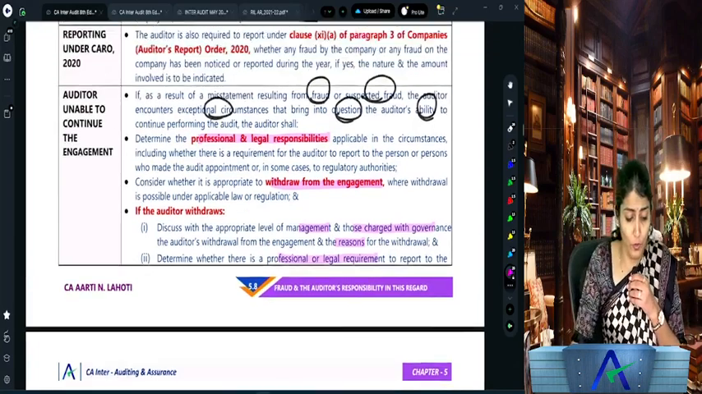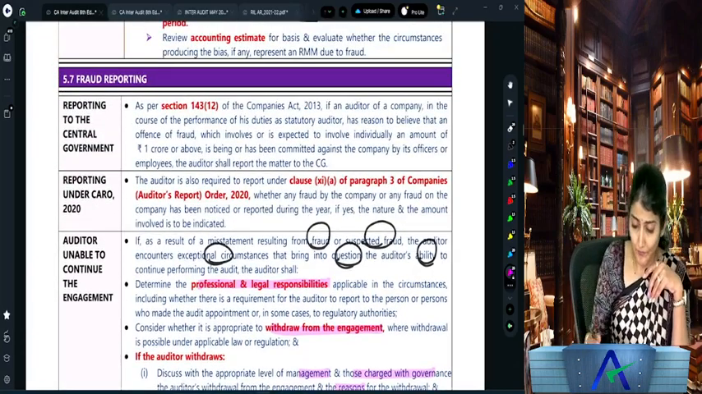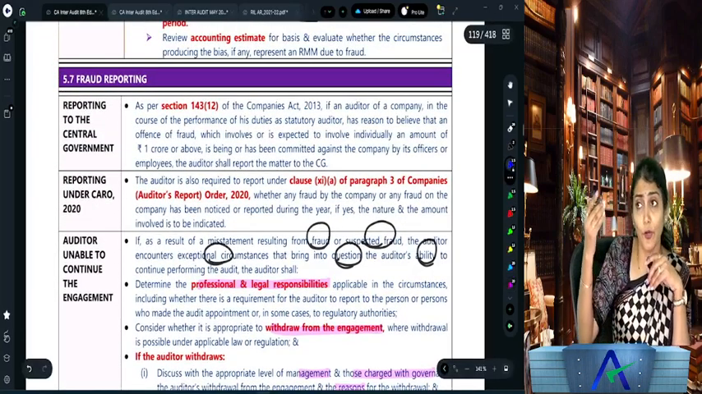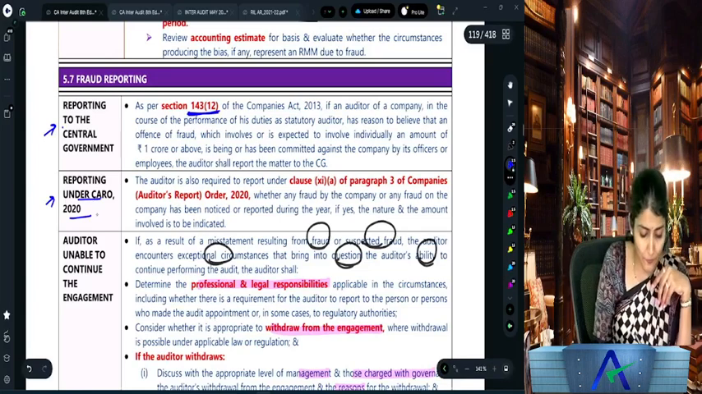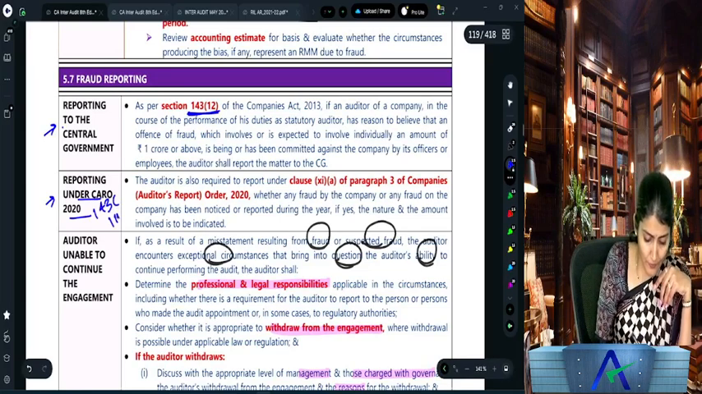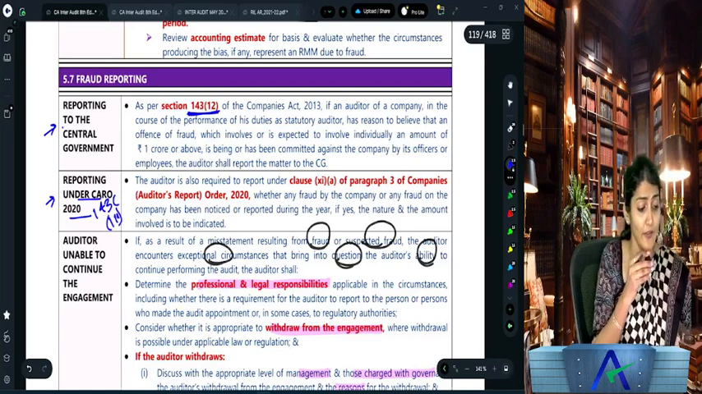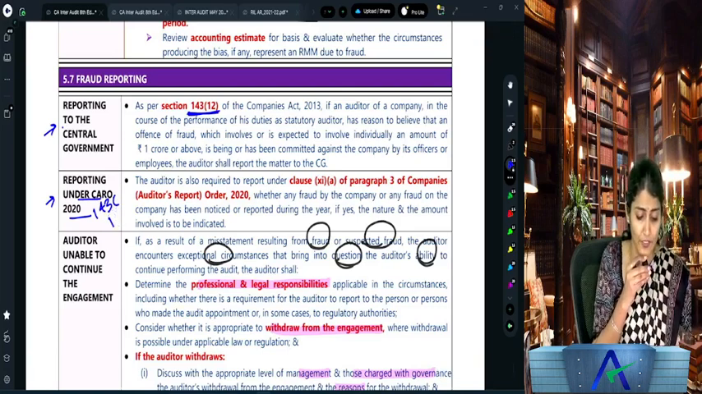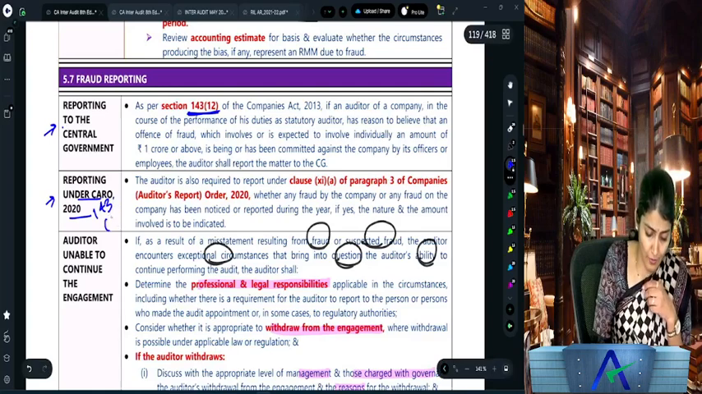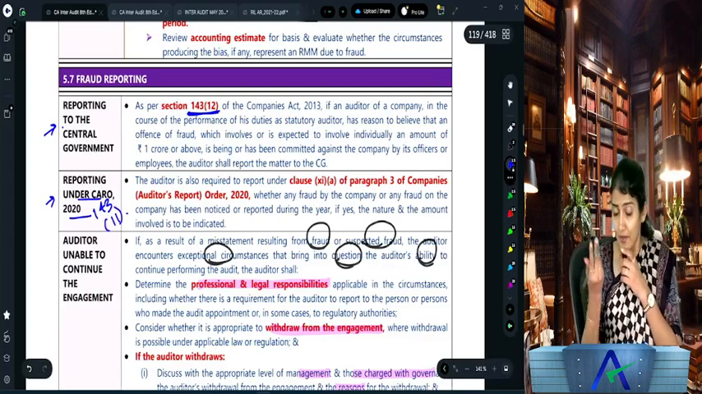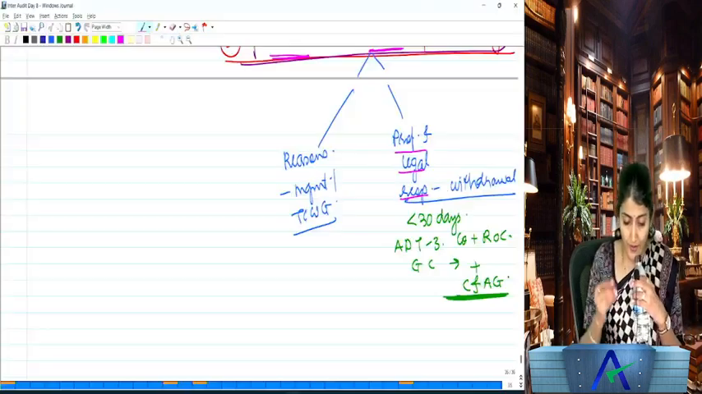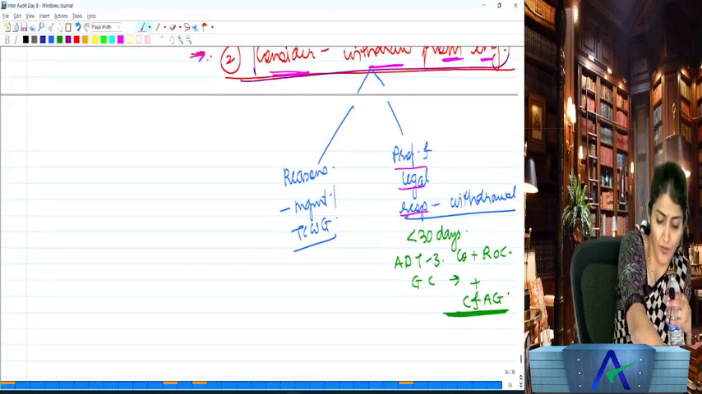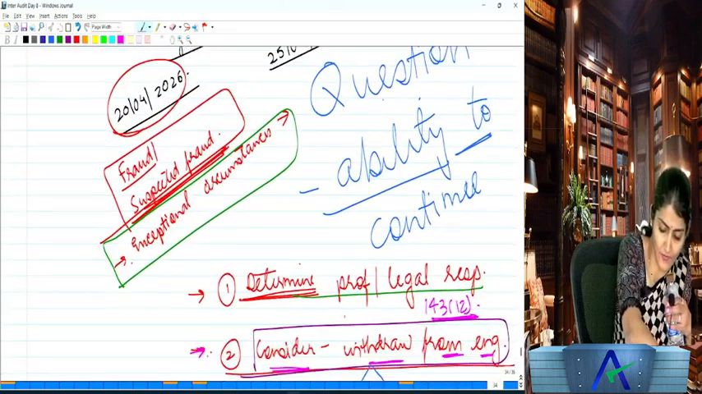And then also, to whom do we do the fraud reporting to? To the central government, 143.12, and we report under the CARO to the shareholders, 143.11. Right, 143.11. What is 143.11? It is the additional matters of reporting which have been specified by the central government. Right, so that is CARO. Right, so 143.11, and then you also have the 143.12. Okay, right, have you noted this down? Right, so copy down.